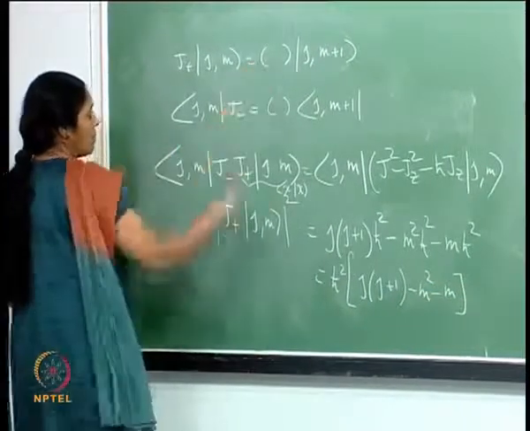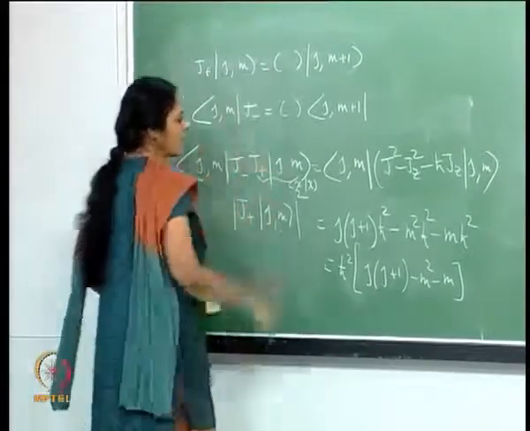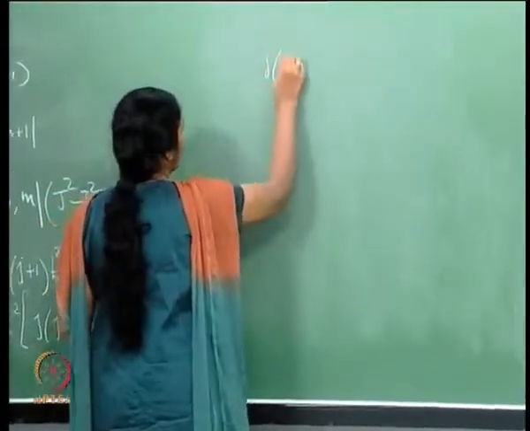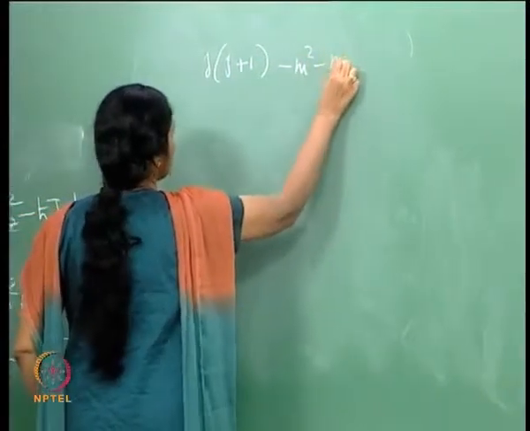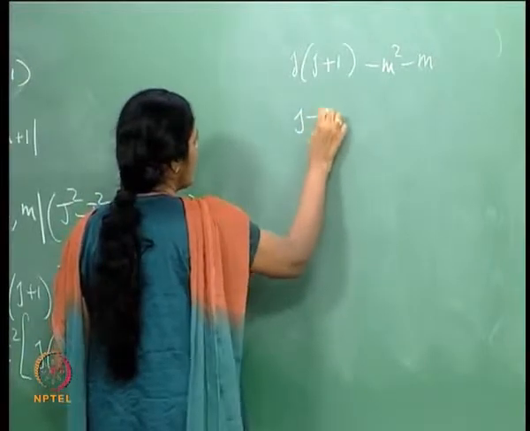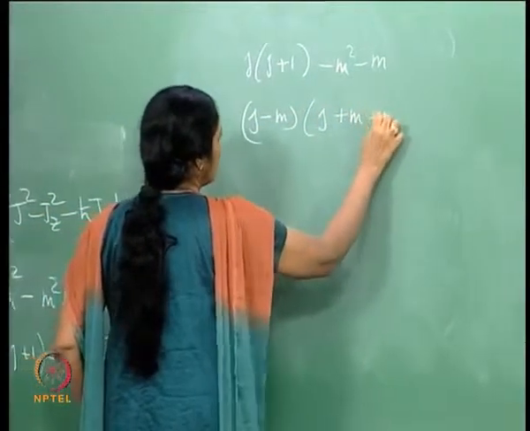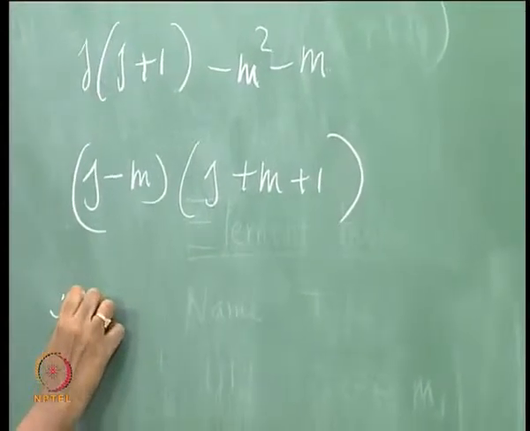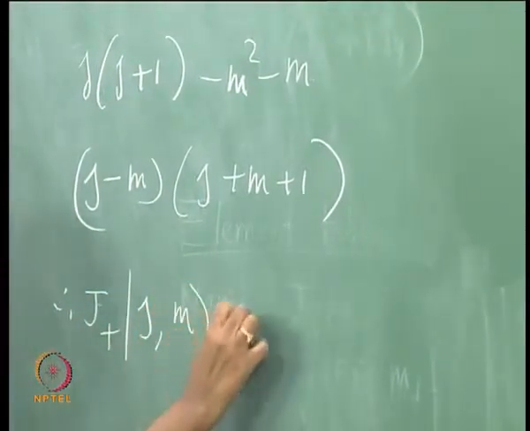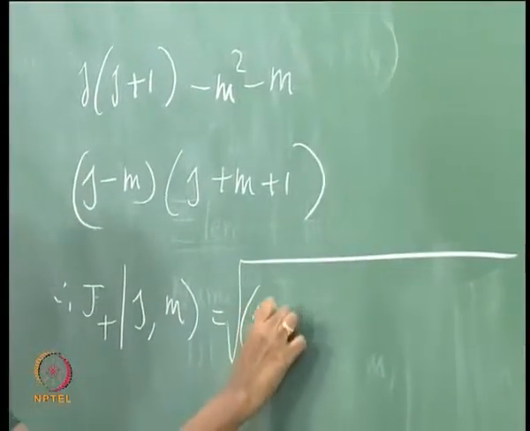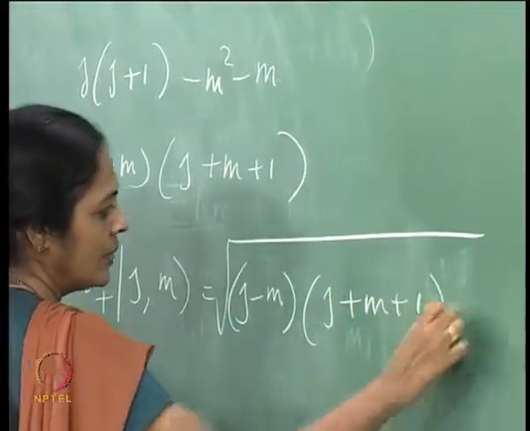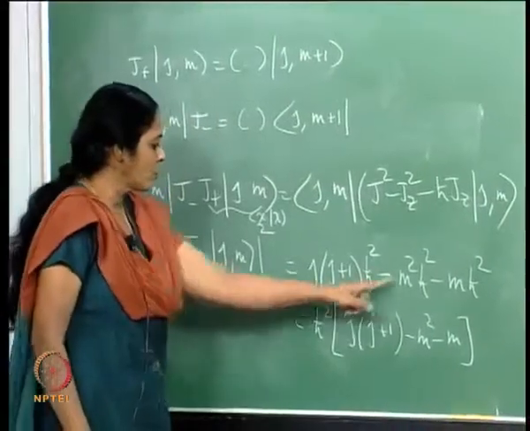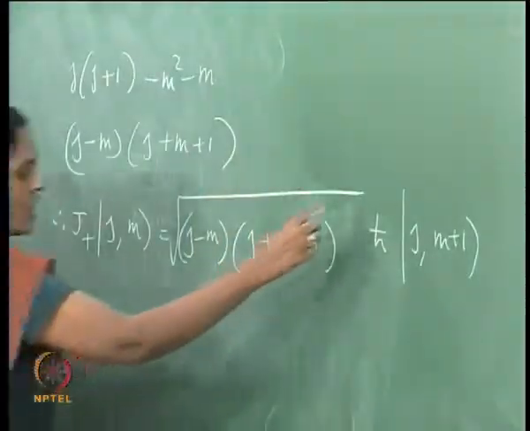This is the square of the number that comes here, and therefore the number can be easily evaluated. I would like to write j into j plus 1 minus m squared minus m as j minus m into j plus m plus 1. That is a way of writing it, and therefore J plus acting on |j m⟩ is the square root of j minus m into j plus m plus 1, times ħ, |j, m+1⟩. The ħ was because I needed to take the square root of this object, and therefore the ħ is outside the square root.